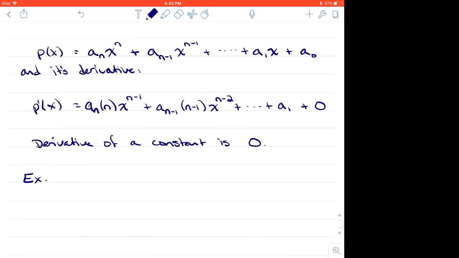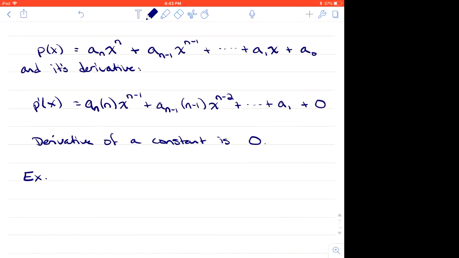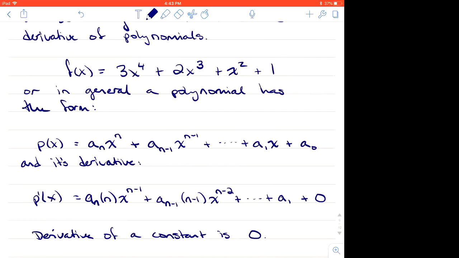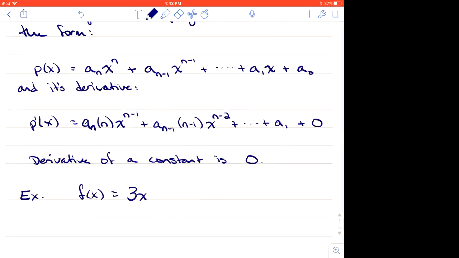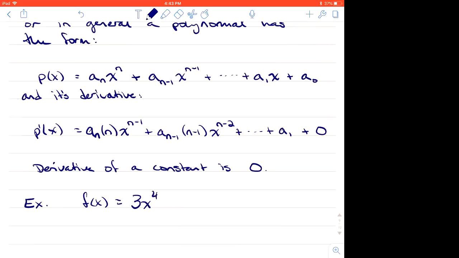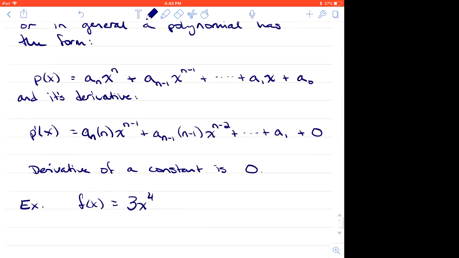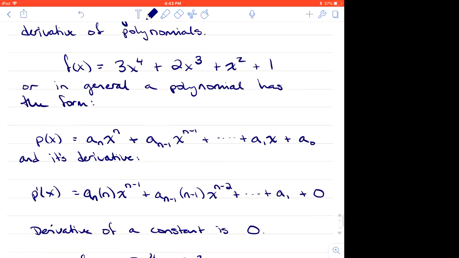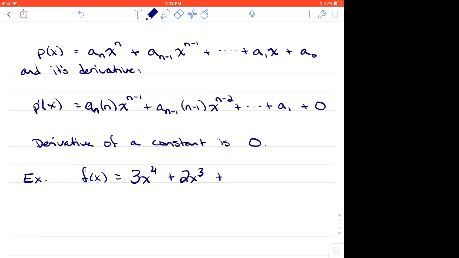Let's say that f of x, what was that? 3x to the power of 4. Let's just steal the one that we have here. 3x to the power of 4 plus 2x to the 3 plus x squared plus 1. Okay.